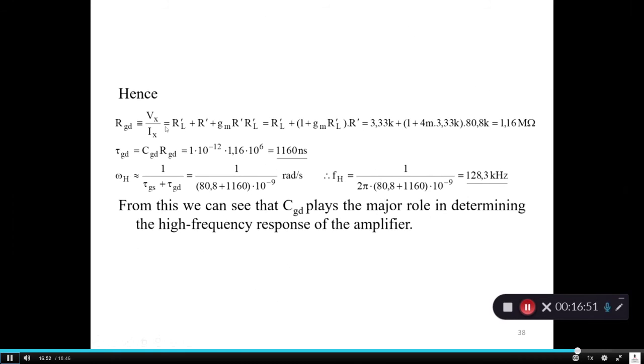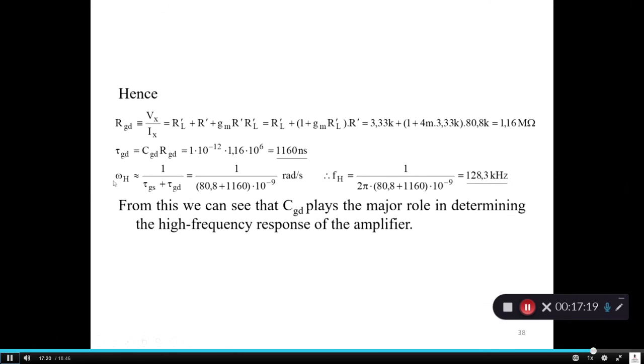You can do this analysis. It will take time, 5 minutes or 10 minutes. You can do it yourself. It is simple analysis. RGD means the resistance looking from the terminal, or you can say capacitor CGD, is Vx upon Ix. You can put the values, you will get this one. So tau GD due to the capacitor CGD is CGD into RGD. So you will get the tau due to this second capacitor is this one.